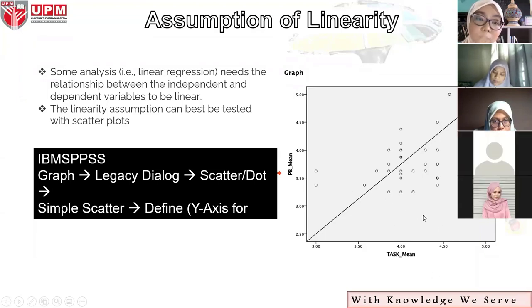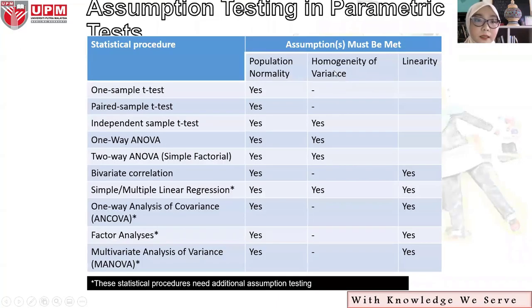So kalau kita tengok, let's say we see the tabulation of our data, it falls along the straight line, then we can say that our data meet the assumption of linearity. Okay, next one. So this is the assumption testing in parametric statistics. Parametric test, so means the necessary assumptions for parametric test.